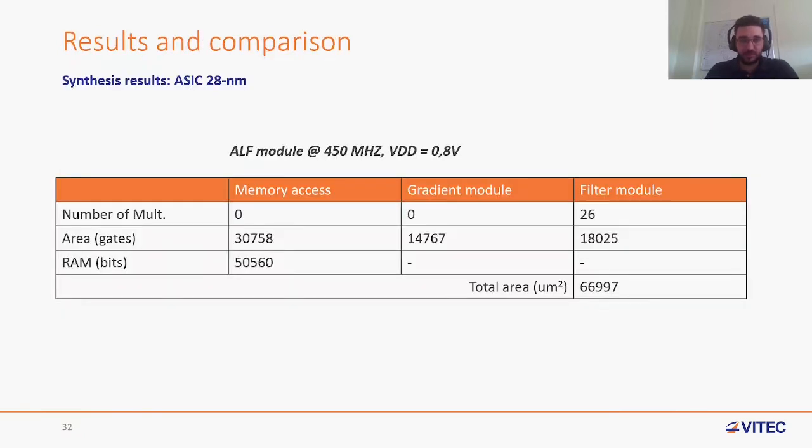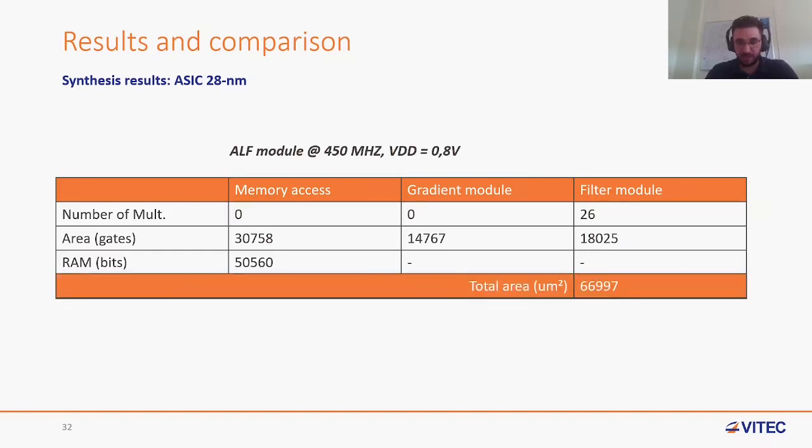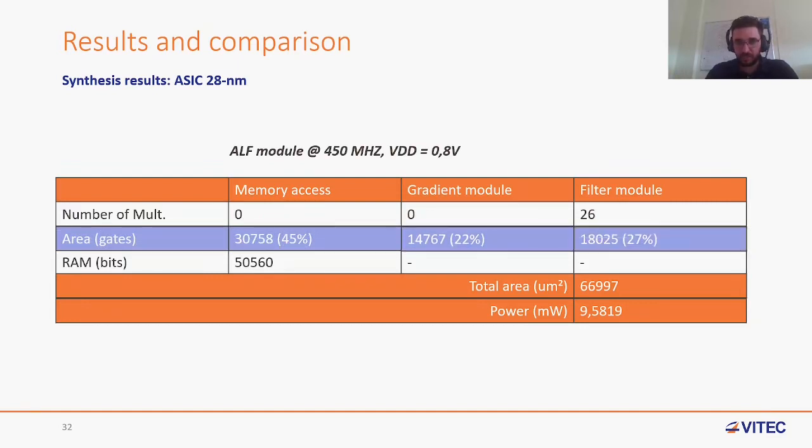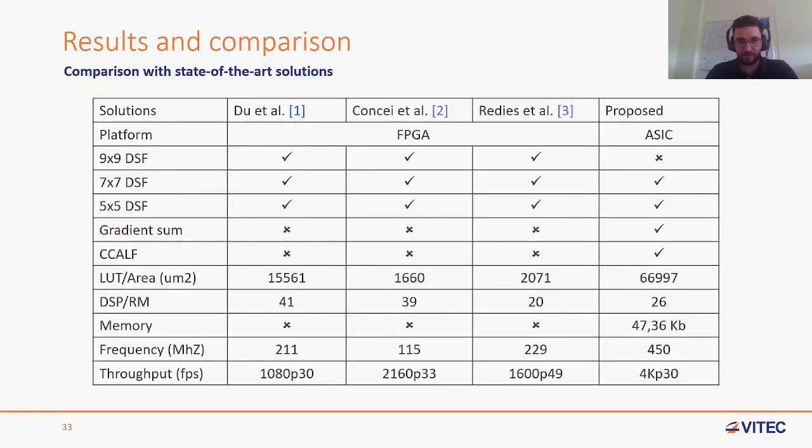In this table, we show the results for the ALF hardware implementation. As we can see, the total area consumed by the ALF is around 67,000 square micrometers, with a power consumption of 9.5 milliwatts. 45% of the total area is consumed by the memory access module, 22% by the gradient module, and 27% by the filtering module.